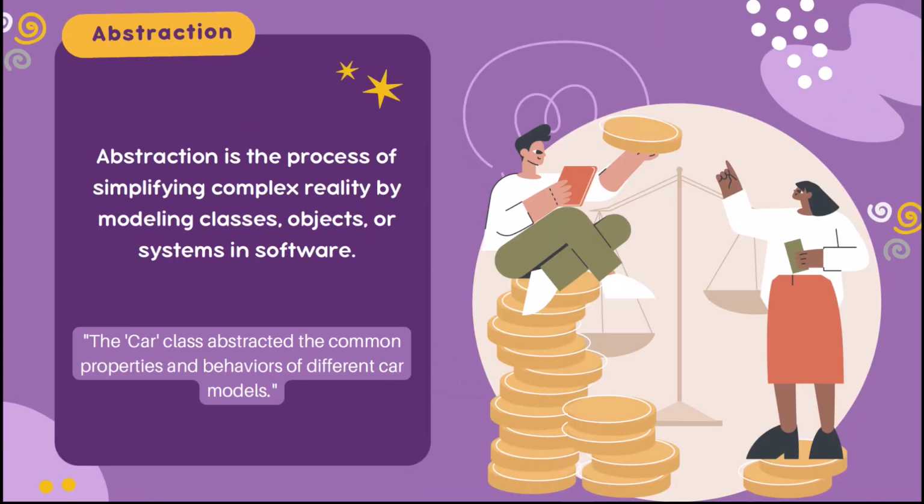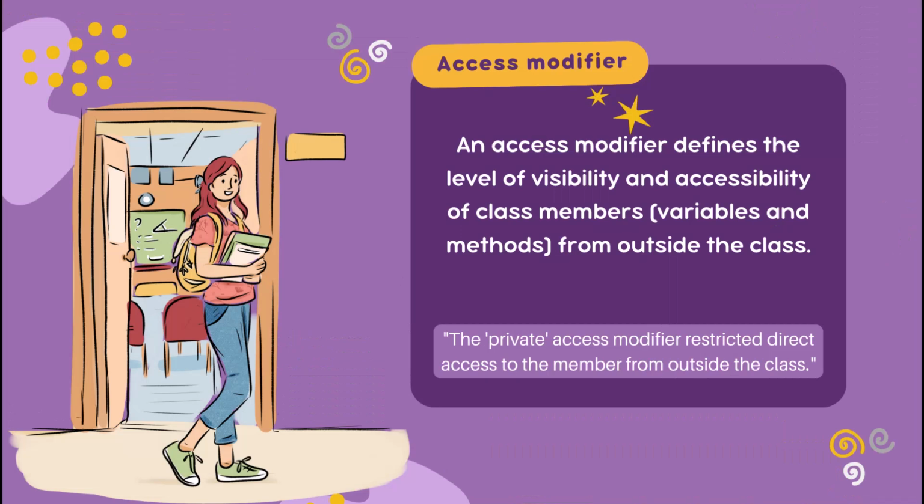Abstraction. Abstraction is the process of simplifying complex reality by modeling classes, objects, or systems in software. Example: the car class abstracted the common properties and behaviors of different car models. Access modifier. An access modifier defines the level of visibility and accessibility of class members, variables, and methods from outside the class. Example: the private access modifier restricted direct access to the member from outside the class.